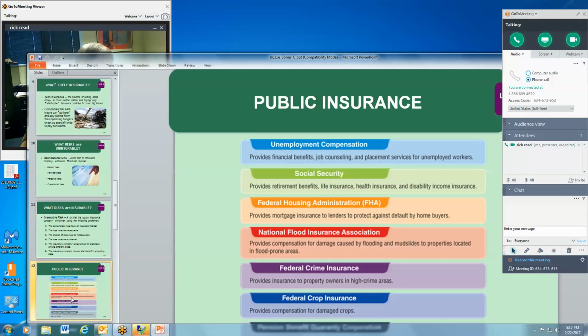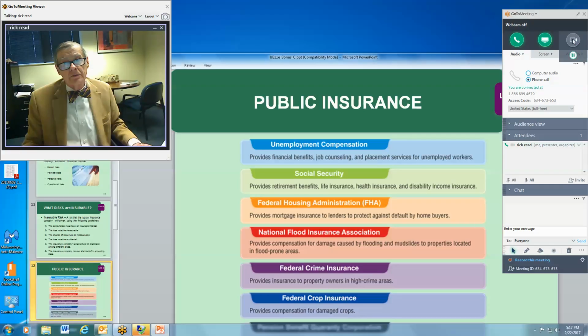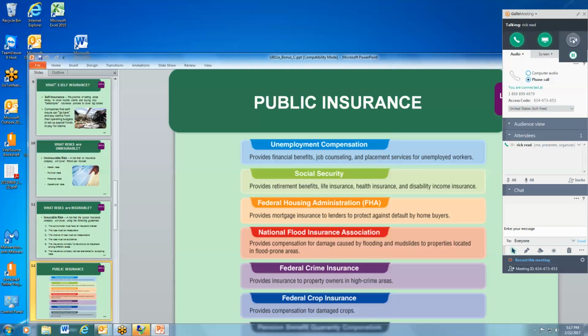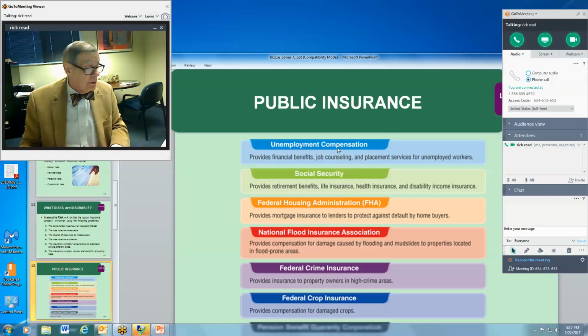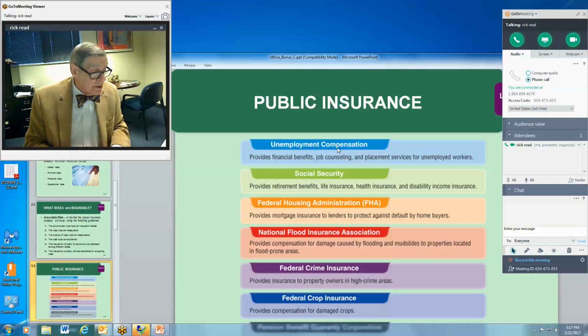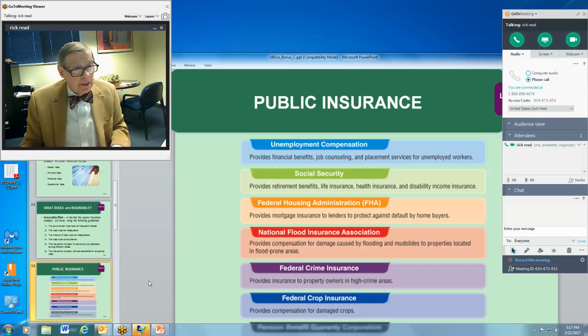This is just giving you an idea of the different types of public insurance. Starts off here with unemployment insurance, Social Security, flood insurance, etc. We're not going to go through all these. They are explained to you in figure C.1 on page C5, which you can read at your leisure.